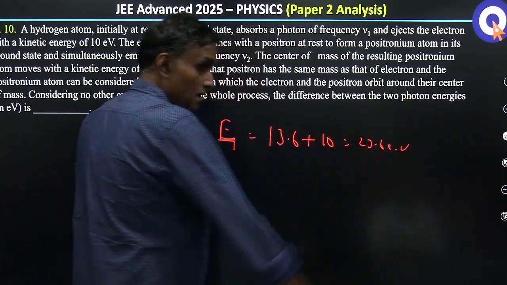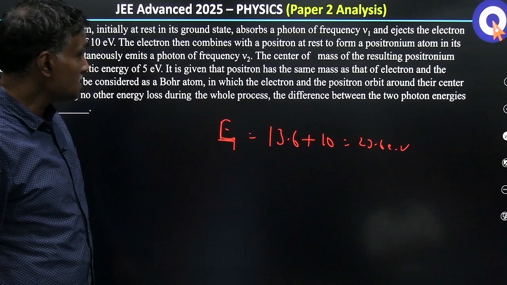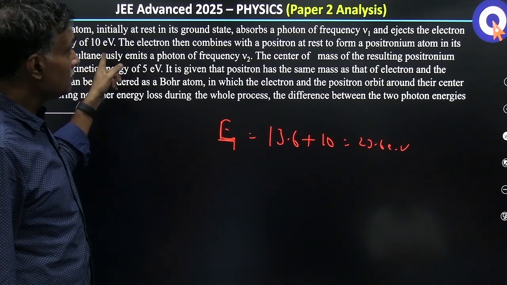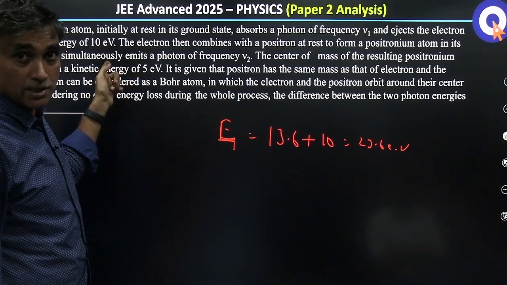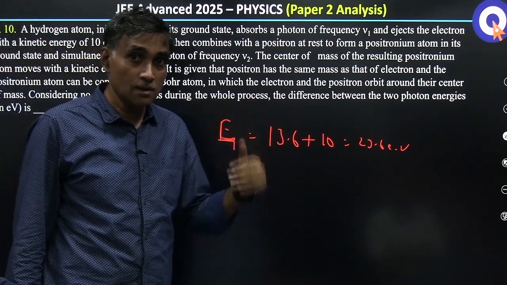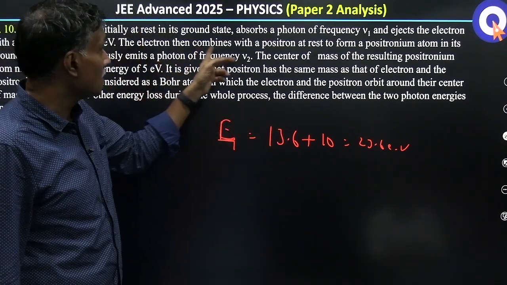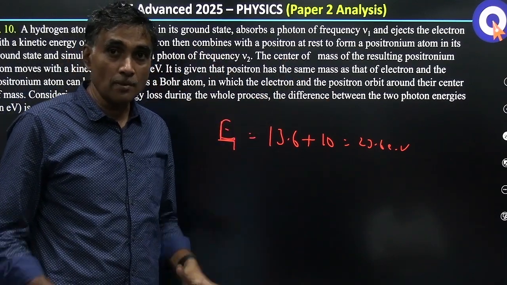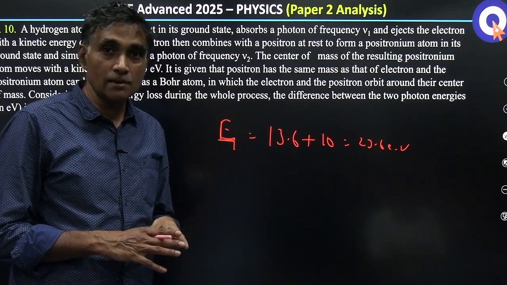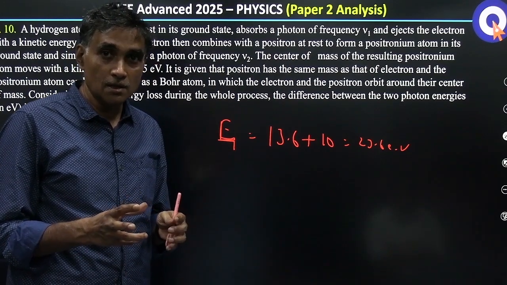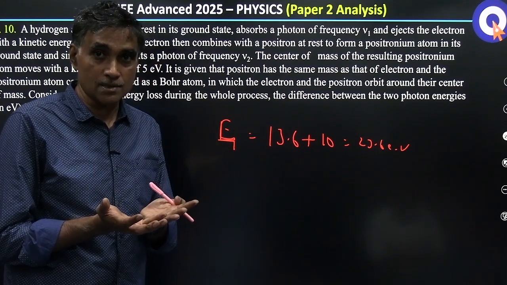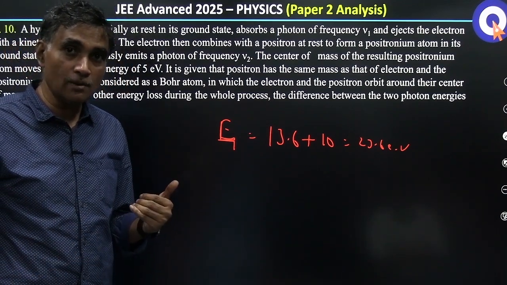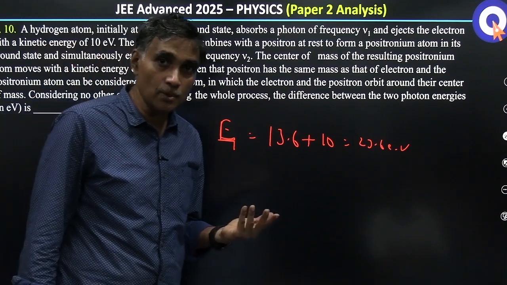Okay. In the second case, this 10 electron volt is the energy of the photon that falls on the electron. This 10 electron volt electron combines with a positron to form a positronium atom. A positronium atom is an atom where electron and positron revolve around a common center of mass. Then we have to take the reduced mass. Then the energy in the ground state will become half. Energy is directly proportional to the mass of the electron.